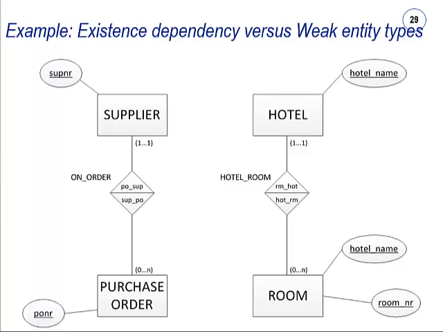The minimum cardinality comes from our business requirements. Obviously, a room cannot belong to multiple hotels. So a room belongs to minimum 1, maximum 1, or exactly 1 hotel. Okay.